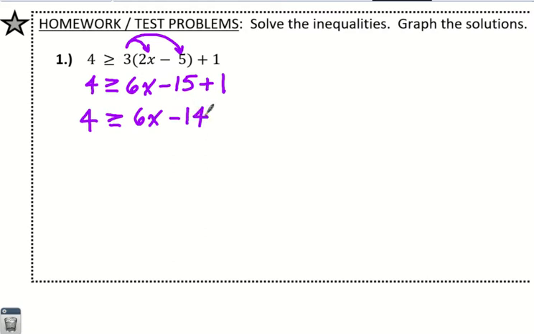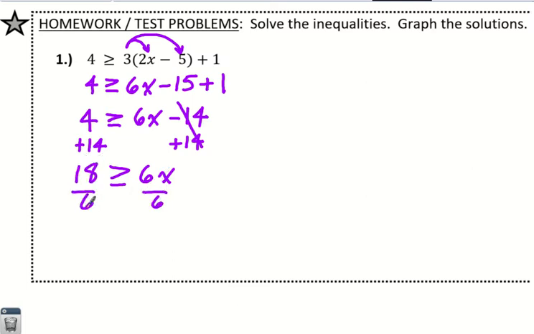And now we're going to look to get the x all by itself on one side. And so I'm going to add the 14 over there. And so that leaves 6x over here. And now the left side is 18, which leads to dividing both sides by 6. And so this becomes 3 is greater than or equal to x.